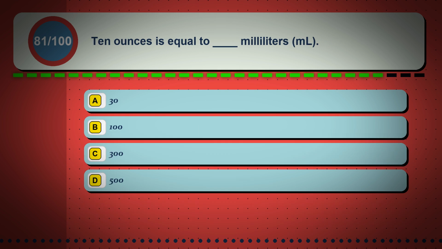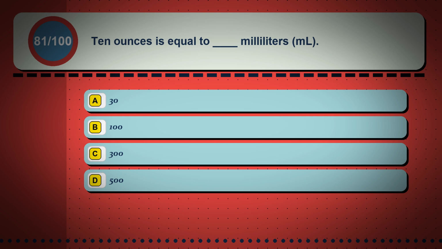Question 81. 10 ounces is equal to blank milliliters, mL. Option A, 30. Option B, 100. Option C, 300. Option D, 500.